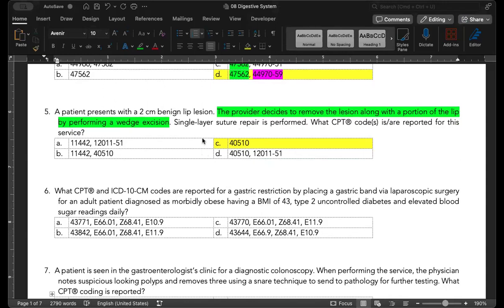So I know it says primary closure. So a single layer is a primary closure? Correct. Yep. Okay.